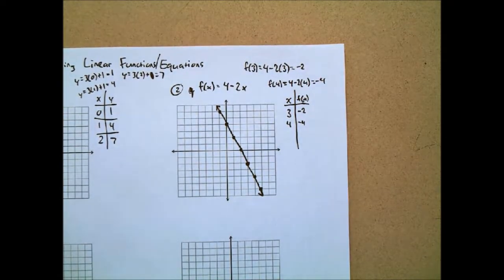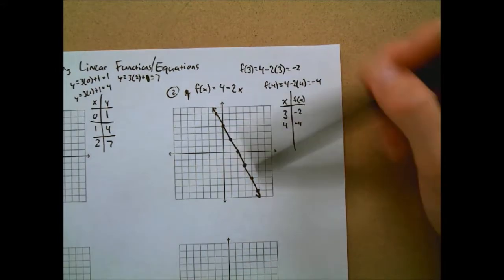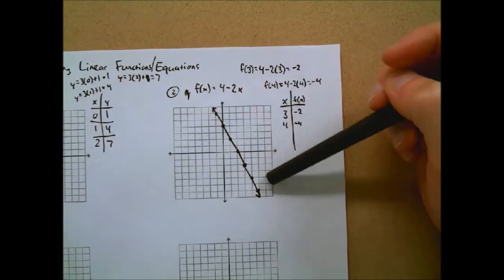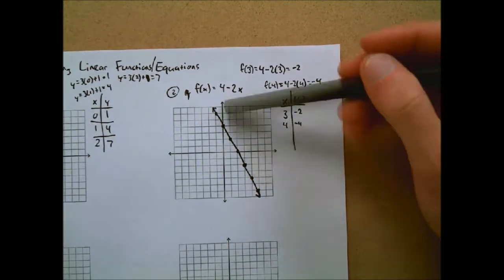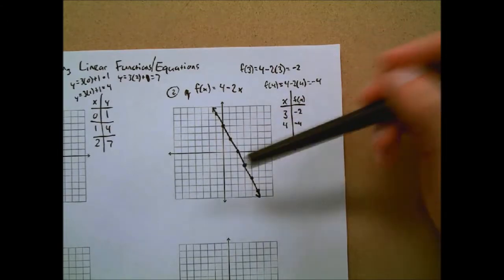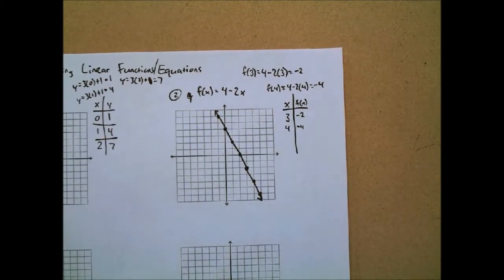How many points are there really along this line? If you were to count them up, there would be an infinite number of points, right? Because you can put a point anywhere on this line. Okay, cool. Let's try another one.